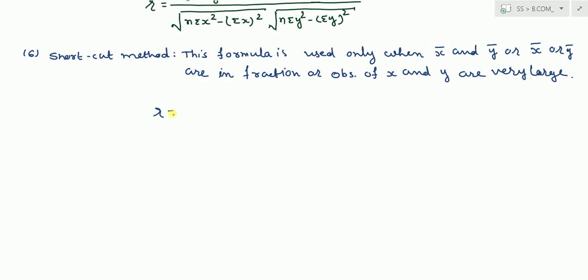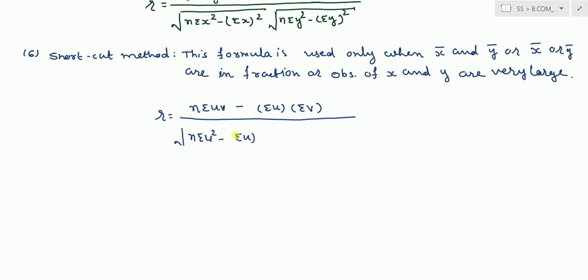r is equals to n sigma uv minus sigma u into sigma v upon under root of n sigma u square minus sigma u whole square into under root n sigma v square minus sigma v whole square.